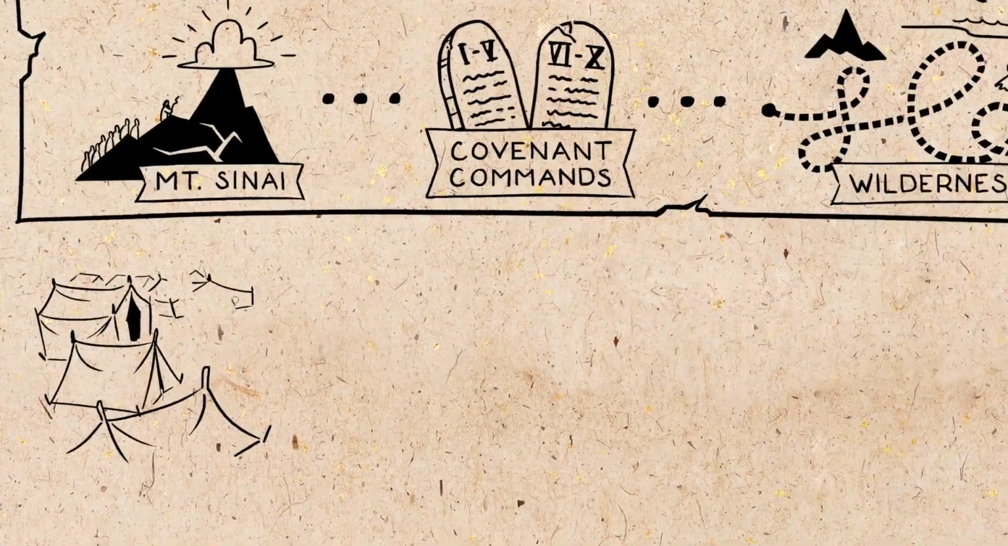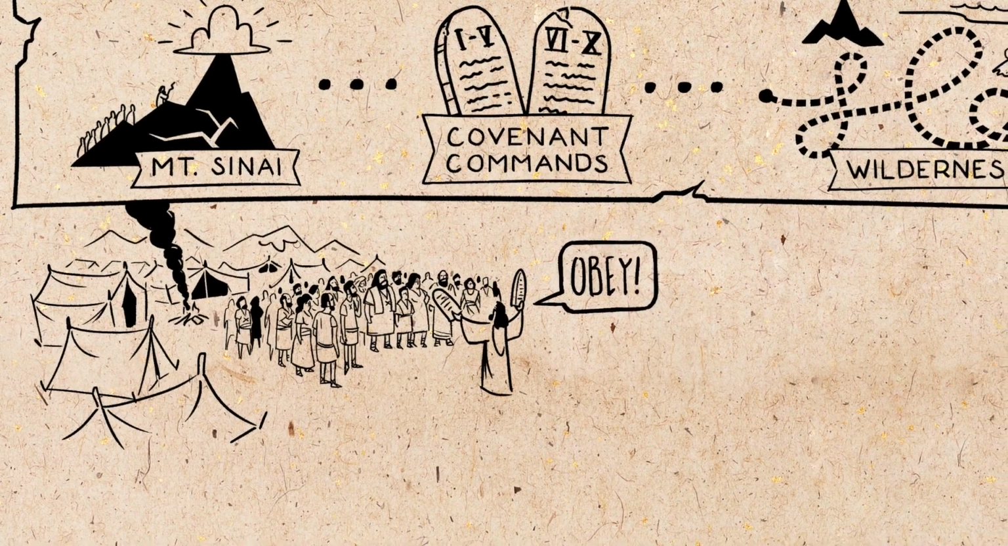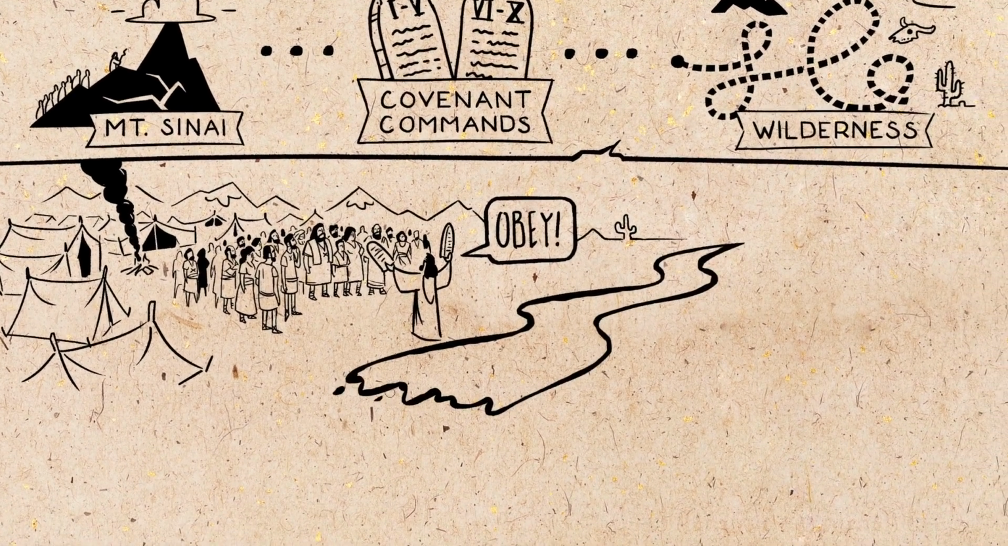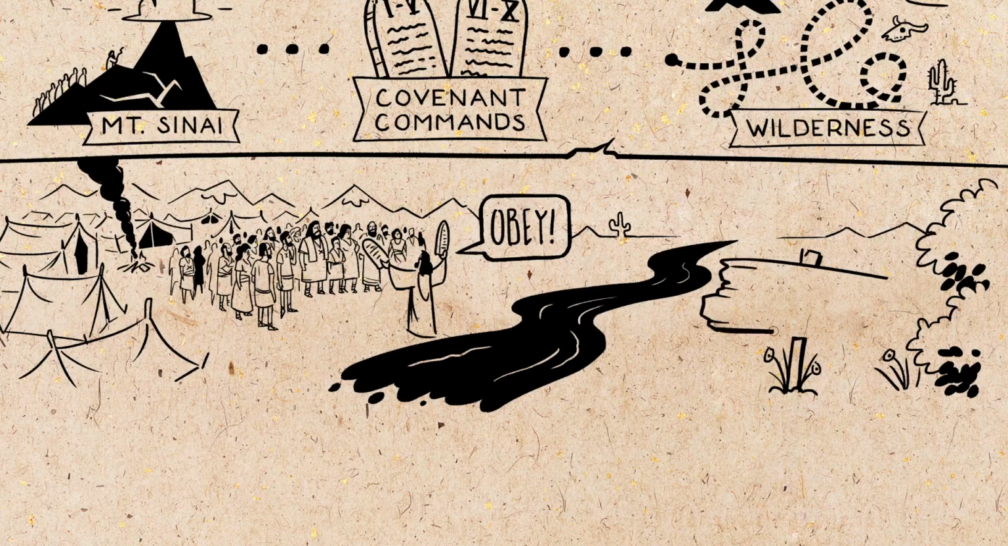So Israel then camped outside the promised land, and Moses called them to obey God's commands so that they could show all the other nations what God is like. The book of Joshua picks up right after Moses has died, and Israel's ready to enter the land.